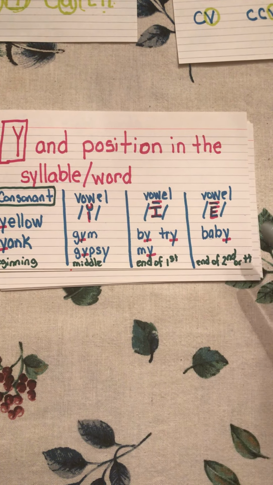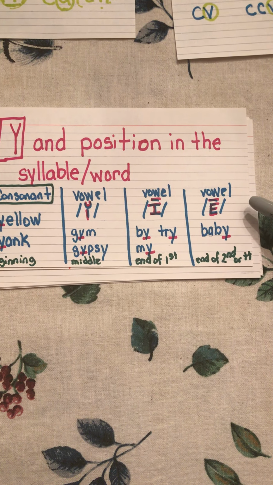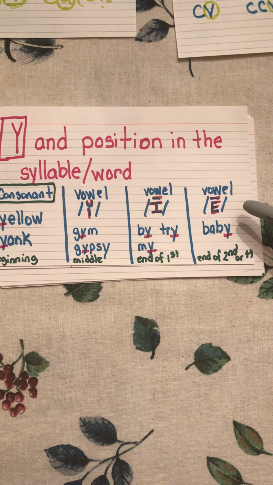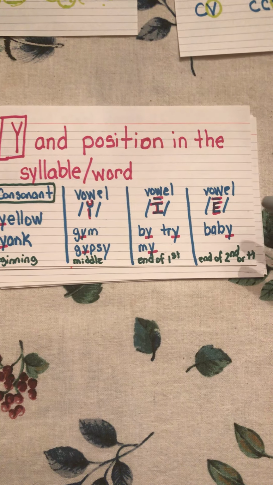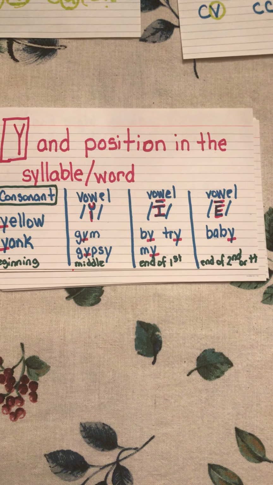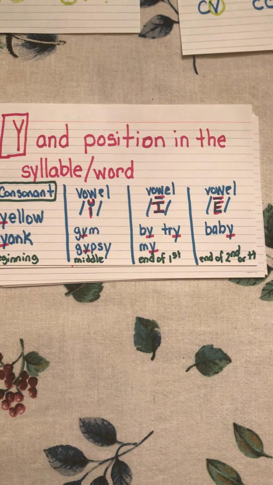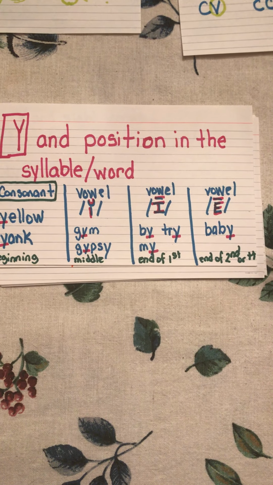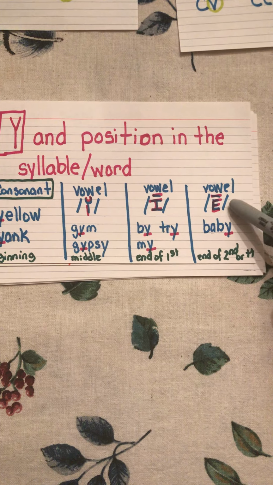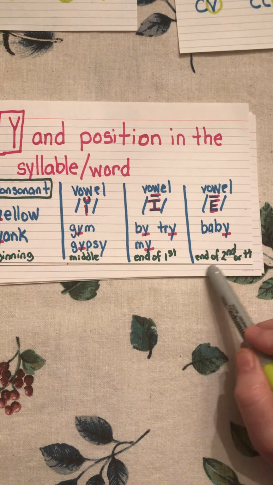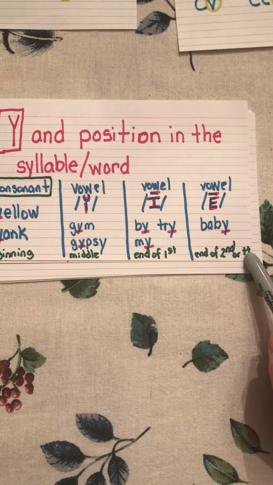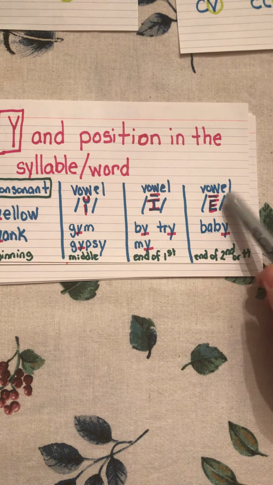Now, when's it going to say long E? In the instance of when it says long E, it has to be at the end of the second or more syllable. So however many syllables the word has, if it's the second, third, fourth, fifth, sixth syllable, whatever, then it's going to say long E sound. So if it's the end of a second or more syllable, then it's going to say long E.